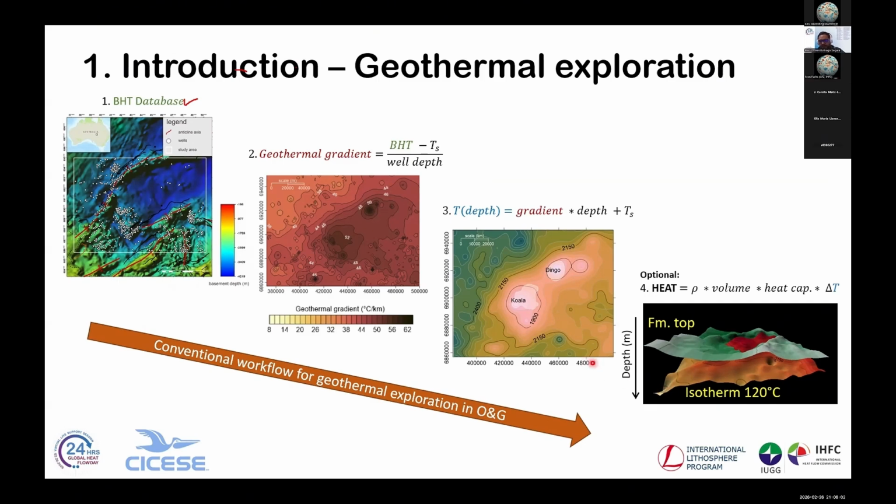After the calculation of a certain isotherm, in this case the 120 degrees Celsius isotherm, we can find the intersection of that isotherm with our target formation, and we can calculate the volume of the formation where temperature is greater than our temperature of interest. Then, based on that volume, some thermal properties and the physical properties of the rock, and using the estimated temperature, we can calculate the heat within that volume.